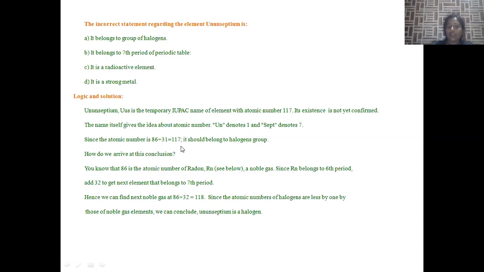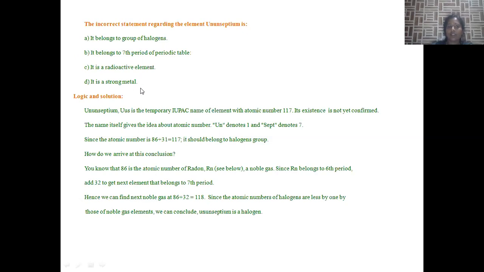Here, as we already know, radon's atomic number is 86, which is in the 6th period, and the next element obviously comes in the 7th period. That's why option number 2 is also a correct option. It is a radioactive element. As we move down, when the nucleus size increases, it becomes less stable. Hence, it radiates energy to get stability in order to reduce its size. That's the reason why option number 3 is also a correct answer.